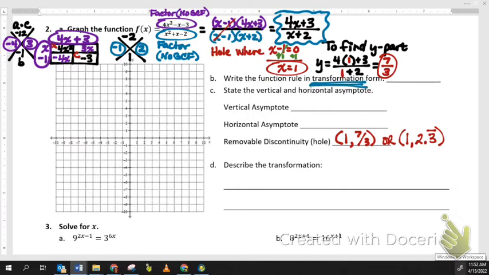Transformation form. This is AHK form. When you look at what we have left over after we canceled, 4x plus 3 over x plus 2, can you tell me what A, H, and K are from that? No. Then what do I have to do to get it into AHK form? Yes. We're going to use long division to put it in that form. So I'm going to have x plus 2 on the outside and 4x plus 3 underneath. What are we going to have up on top?